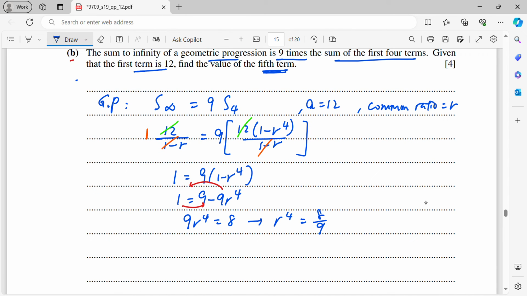Now, leave it first because we need to find the fifth term. So the fifth term is basically ar^4. So no need to find r itself. This is 12 times 8 over 9. Now, just for information, for GP, geometric progression, the nth term is ar^(n minus 1). So from here, you will be getting 32 over 3. So that's your fifth term.